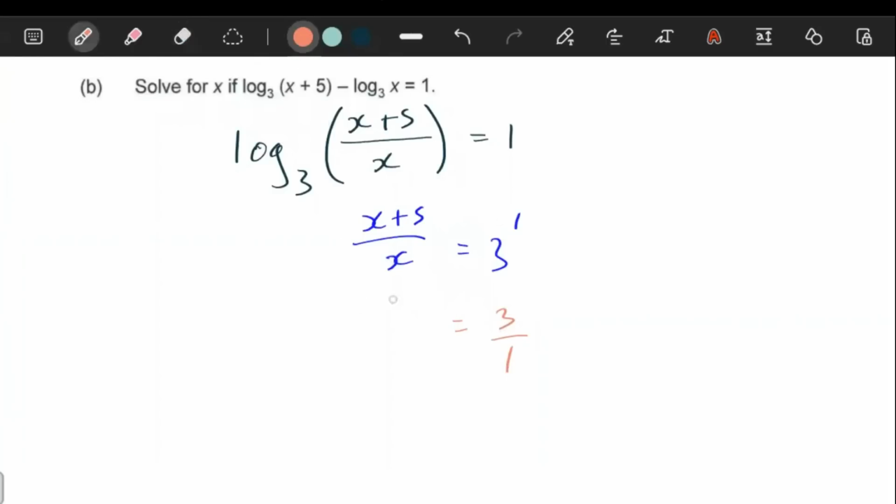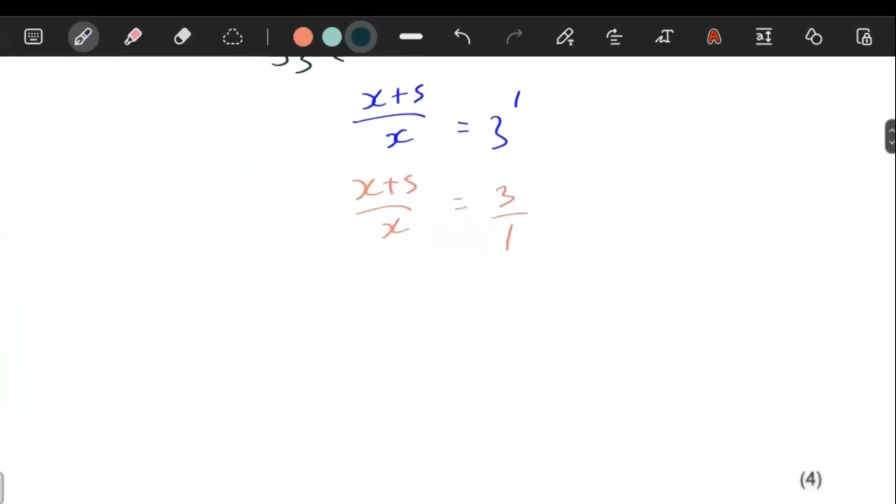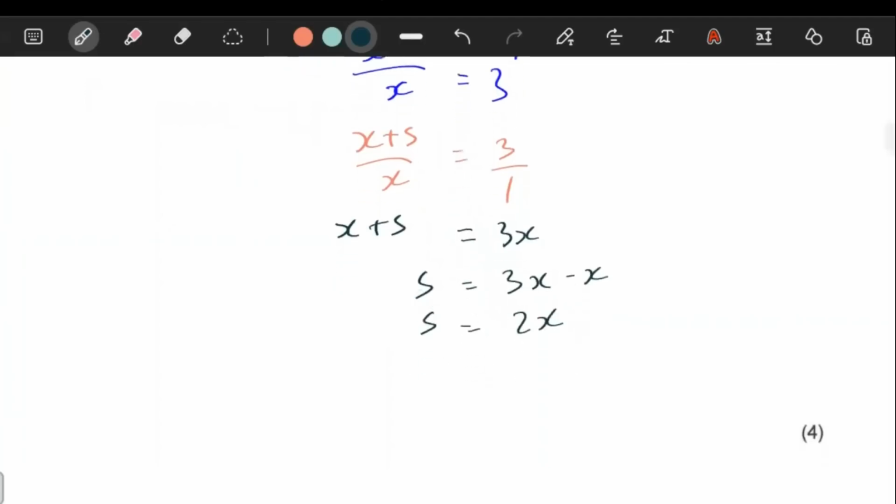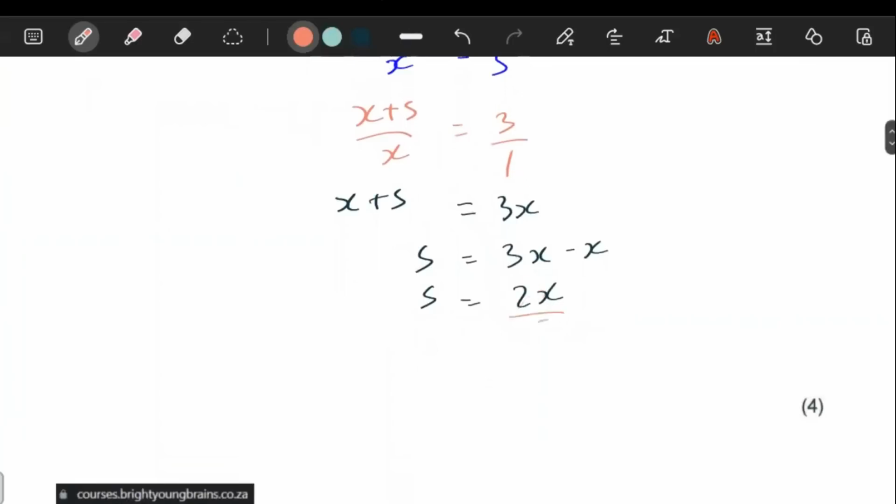And then here, let's just write this as x plus 5 over x, because our next step, we just have to cross multiply. X times 3 is 3x. 1 times that is x plus 5. Let's put the x's where the 3x is, and then we have 2x here. Dividing both sides by the 2, you're going to have here 5 over 2.